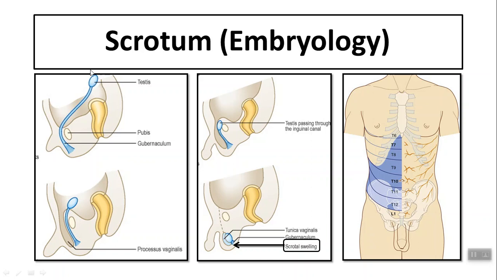This is the testis. Its original position is in the lumbar region, as it descends down through the pelvis, through the inguinal canal to its final destination. It will drag with it part of the lower anterior abdominal wall to form the scrotum. So the scrotum is an outpouching of the lower part of the anterior abdominal wall, and it is formed from the same layers of this anterior abdominal wall.